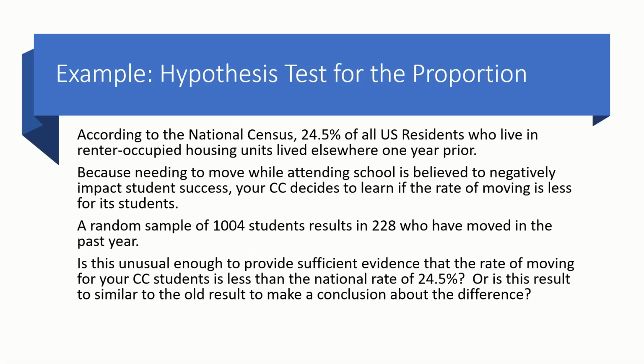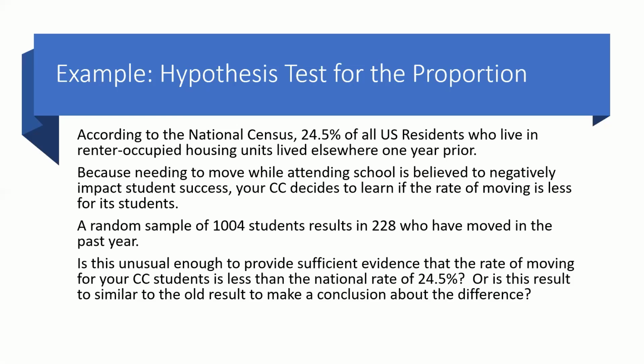According to the National Census, 24.5% of all US residents who live in renter-occupied housing units lived elsewhere 1 year prior. Because needing to move while attending school is believed to negatively impact student success, your community college decides to learn if the rate of moving is less for its students. A random sample of 1,004 students results in 228 who moved in the past year.